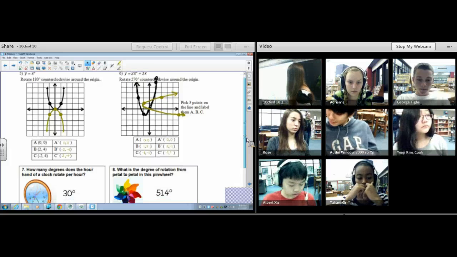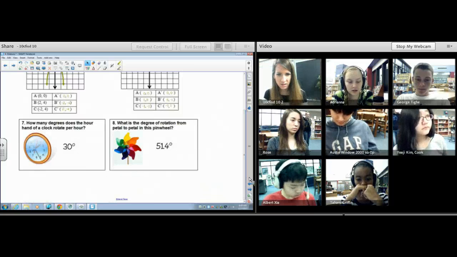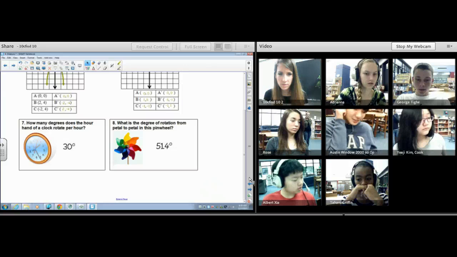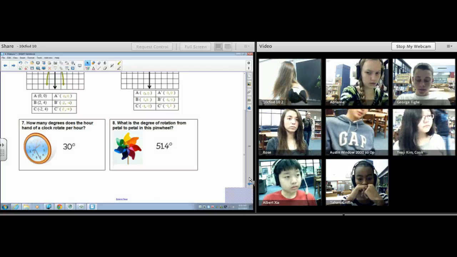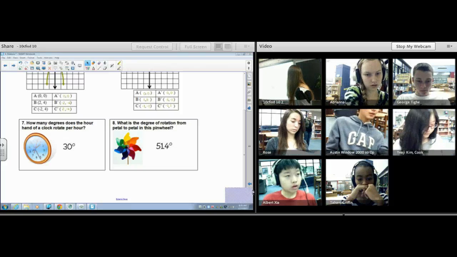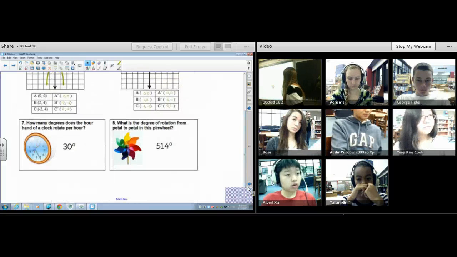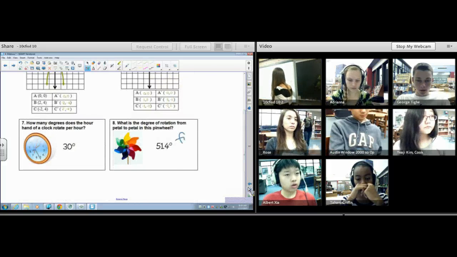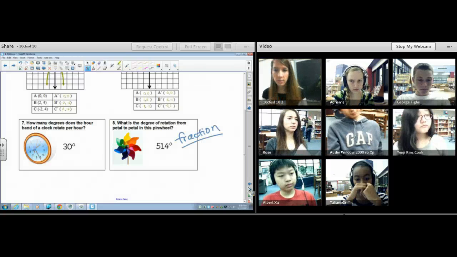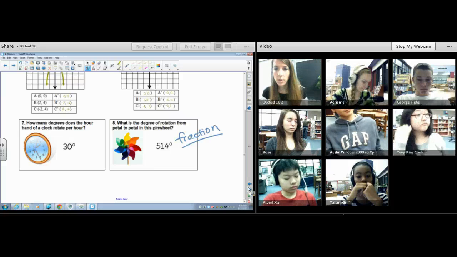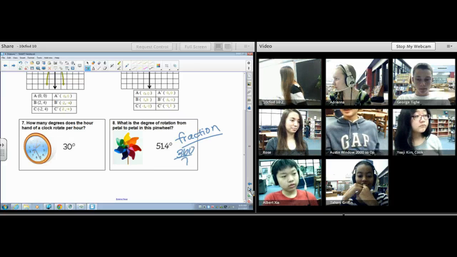Number 8. Is there a number 10? Number 10? Oh, okay. Do I have another slide? Yeah, okay, sorry. Number 8, you can write that as a decimal, or you can keep it as the exact number. You could have written it as a fraction. 3/67. Okay.